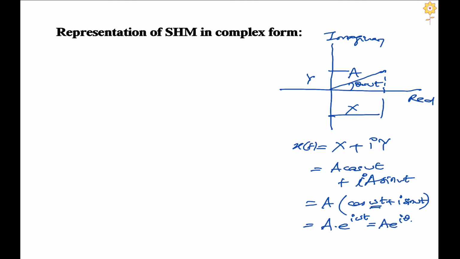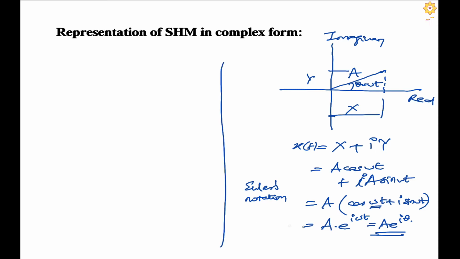You can also include the phi over here. Instead of omega t, I can write omega t plus phi, and this becomes theta plus phi likewise. So that phase can be included. This is called Euler's notation for simple harmonic motion. This is also very compact in nature.